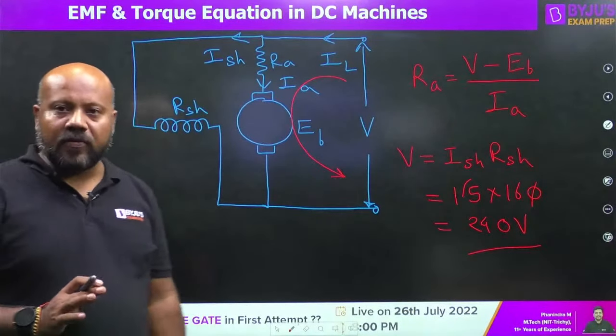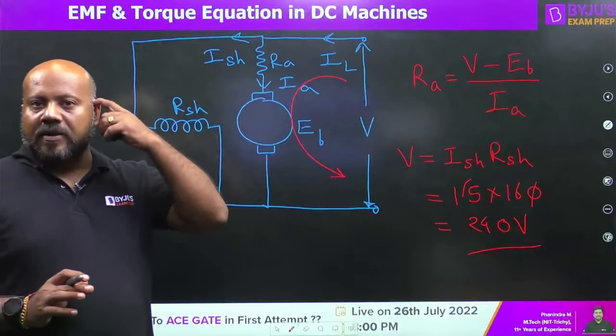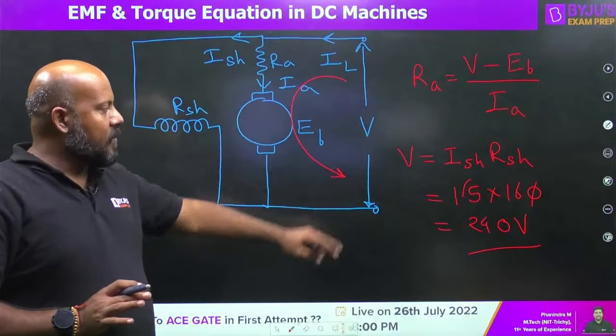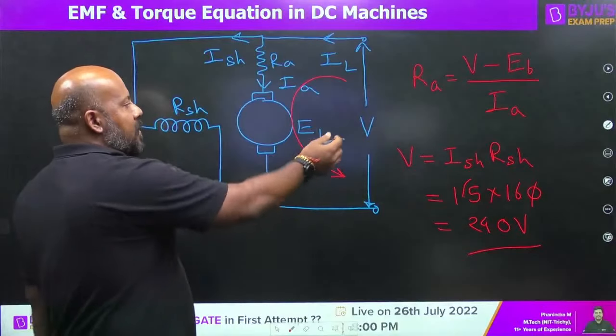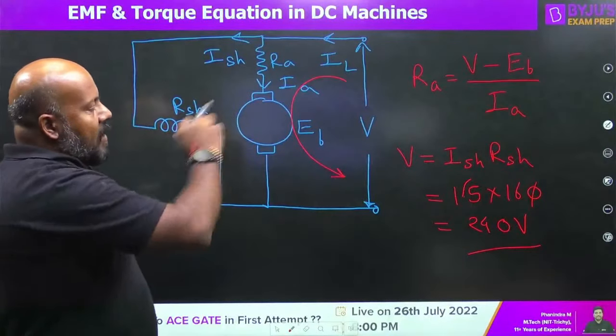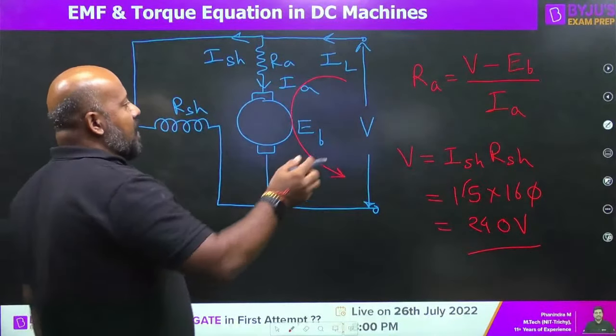I think perfect. 240 volts. Yes, Mr. Vaibhav, is it clear? 240 volts is the DC supply voltage. The back EMF is mentioned. Now, how are you going to calculate the armature current?